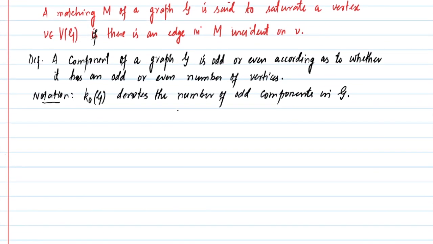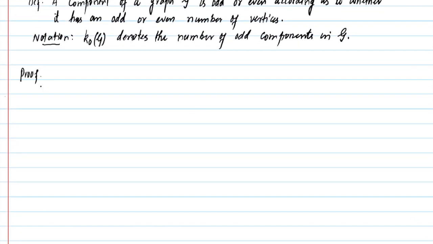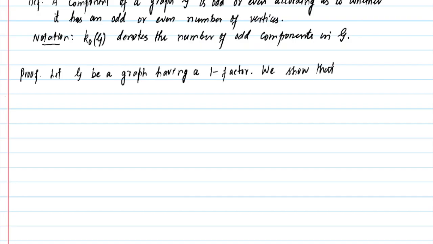So now let's take up the proof of this theorem. First of all, we assume that a graph G has a one-factor. So let G be a graph having a one-factor, that means having a perfect matching. We show that the number of odd components in G minus S is less than or equal to the order of S for all subsets S contained in the vertex set of G.